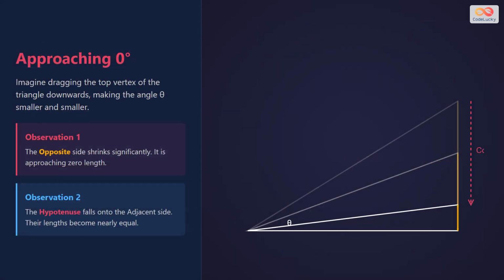Imagine we take the top corner of the triangle and drag it downwards, reducing the angle theta until it is almost flat. Watch what happens to the sides. The opposite side shrinks drastically, approaching 0 length. Meanwhile, the hypotenuse gets closer and closer to the adjacent side until they are effectively the same length.